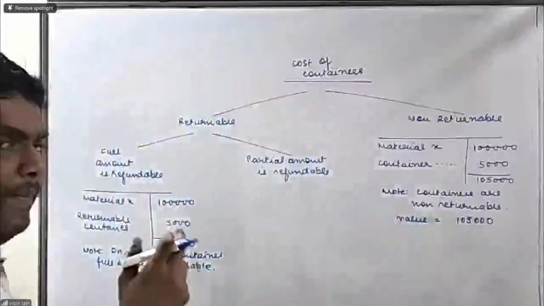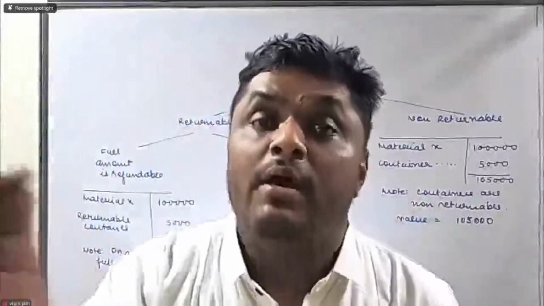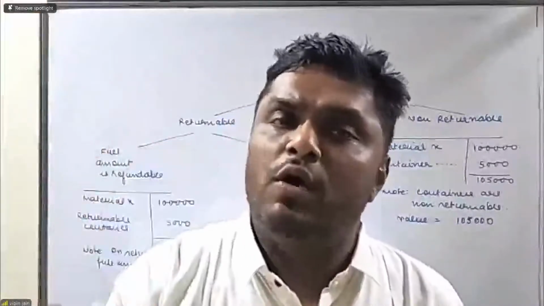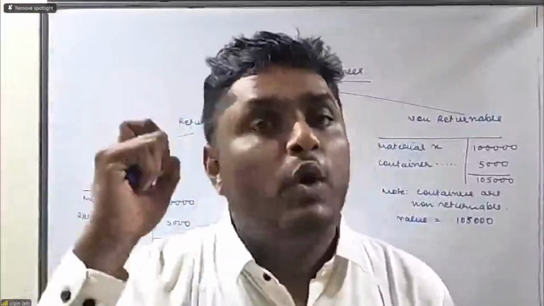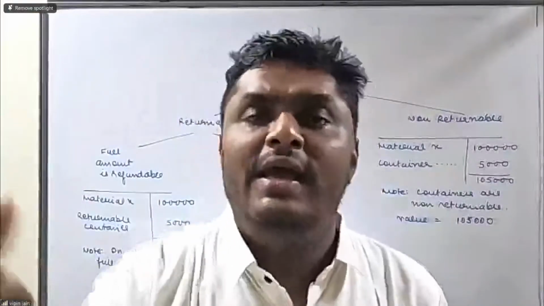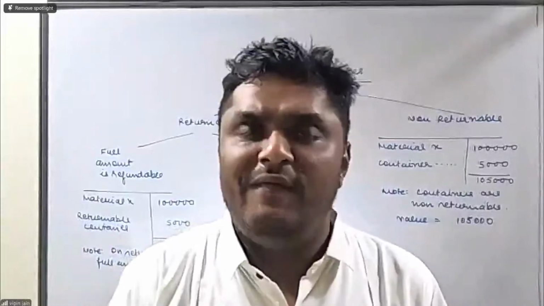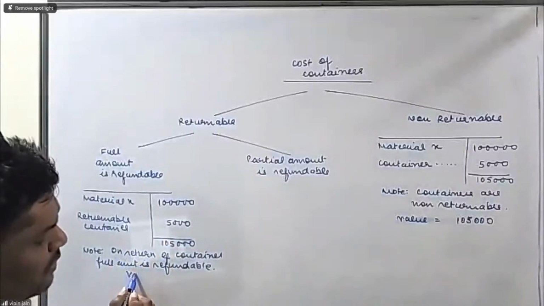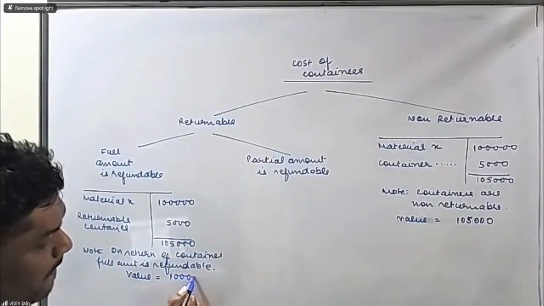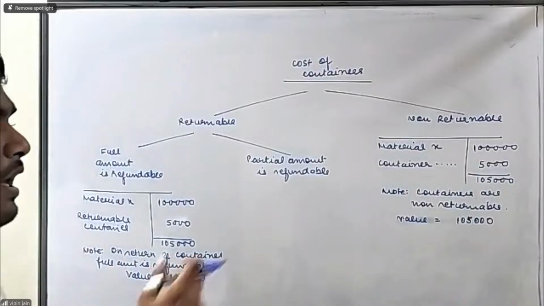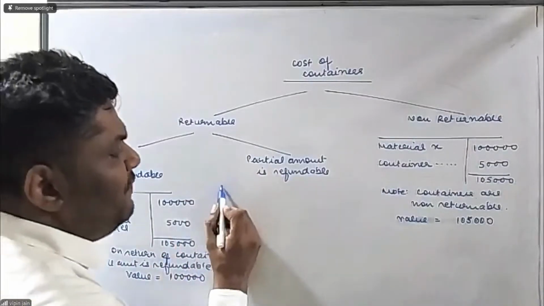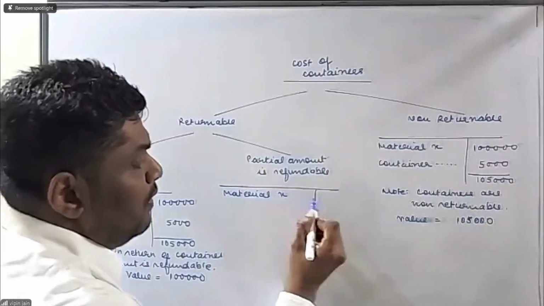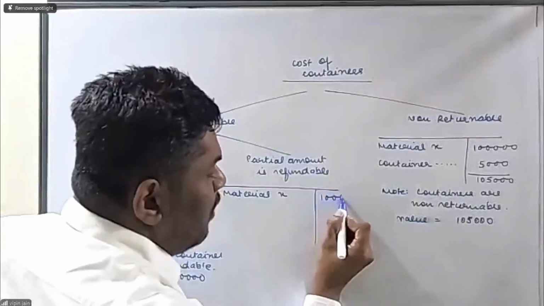So in this case, the amount right now we are paying 5,000 to the supplier, but we will be getting this 5,000 rupees back once we return the container. So our cost will be how much? Only 1 lakh. ये 5,000 हम लोग आज पे कर रहे हैं, but जैसे ही कंटेनर रिटर्न करेंगे, the supplier is going to refund us back this 5,000. So the cost of the container is zero to us. So in that case, the value of material will be 1 lakh. Now let's take this situation when the partial amount is refundable. Let's say the value of material X is 1 lakh.